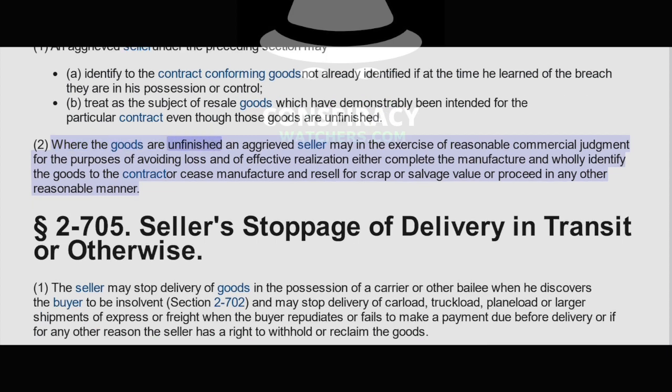Where the goods are unfinished, an aggrieved seller may, in the exercise of reasonable commercial judgment for the purposes of avoiding loss and of effective realization, either complete the manufacture and wholly identify the goods to the contract, cease manufacture and resell for scrap or salvage value, or proceed in any other reasonable manner.